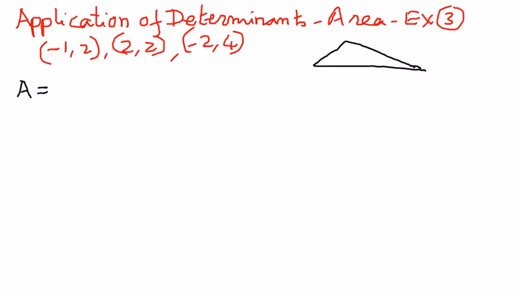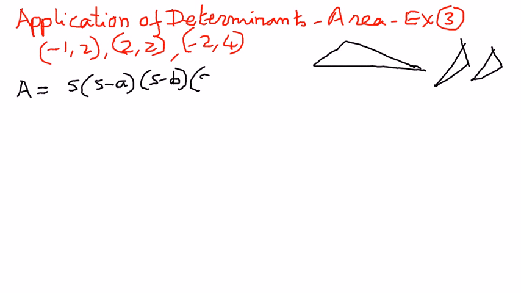which could be like that, or like that, or like that, can be found by this formula: the square root of S times S minus A times S minus B times S minus C. So the area of the triangle is equal to the square root of that, where S is the semi-perimeter, and A, B, and C are the sides of the triangle.